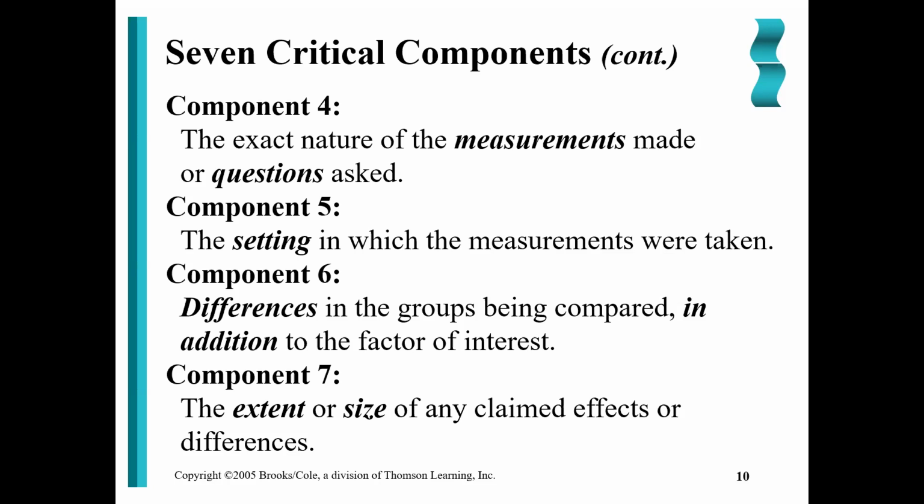But is the size of the effect large? Well, I would think so, right? Gymnasts are typically much smaller in height than basketball players. So we would expect there to be a significant difference. So component 7 is something that's important, the extent or size of the claimed effects. Again, not mentioned much in what's reported in the press.